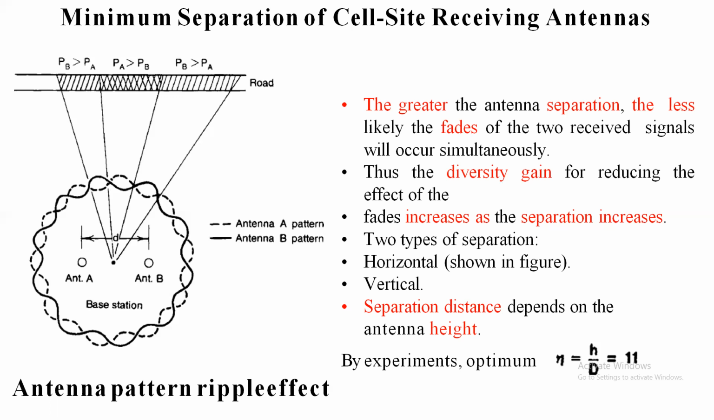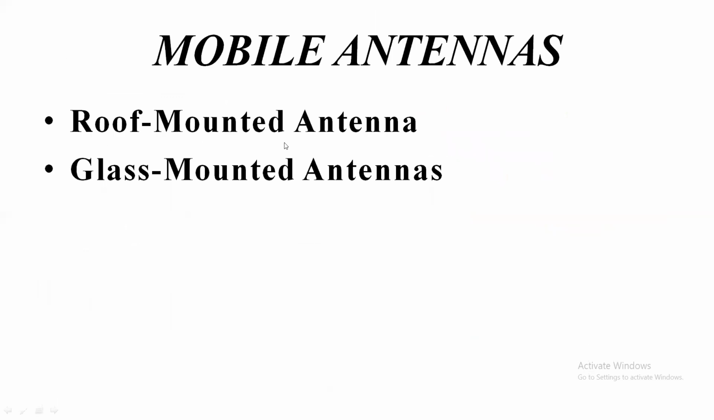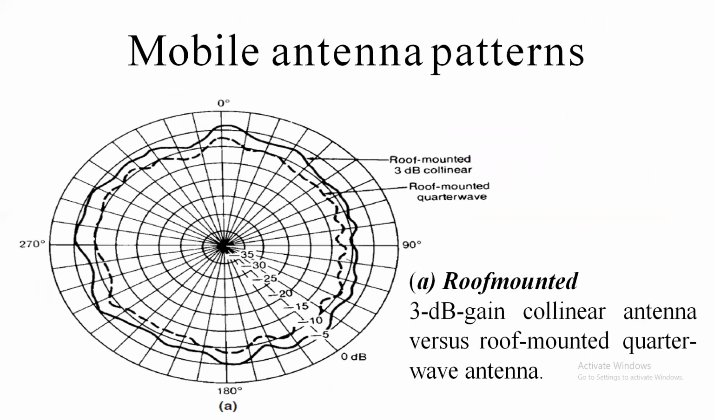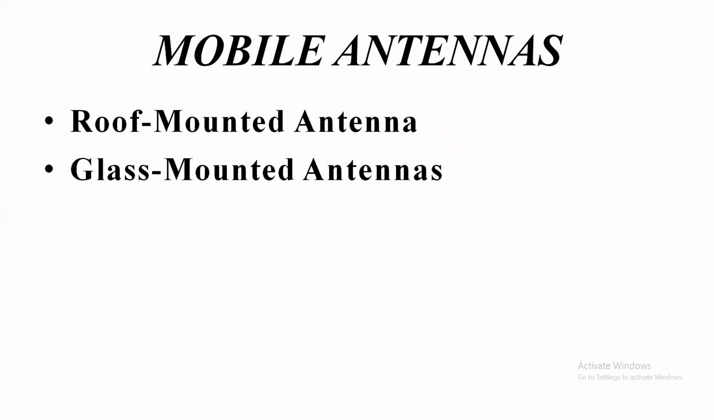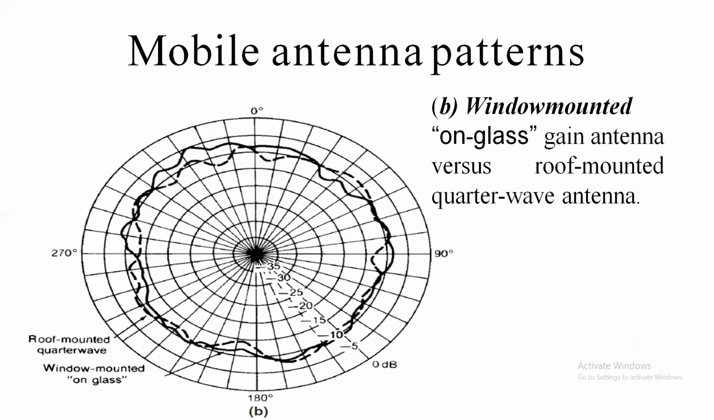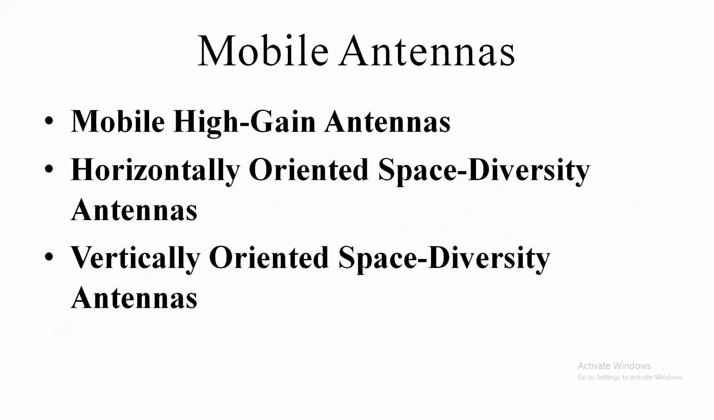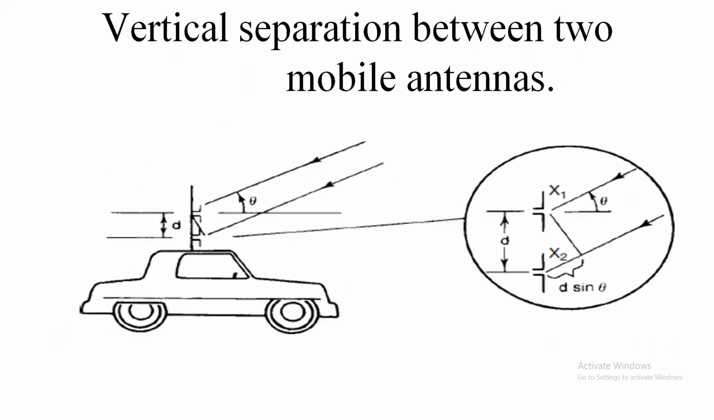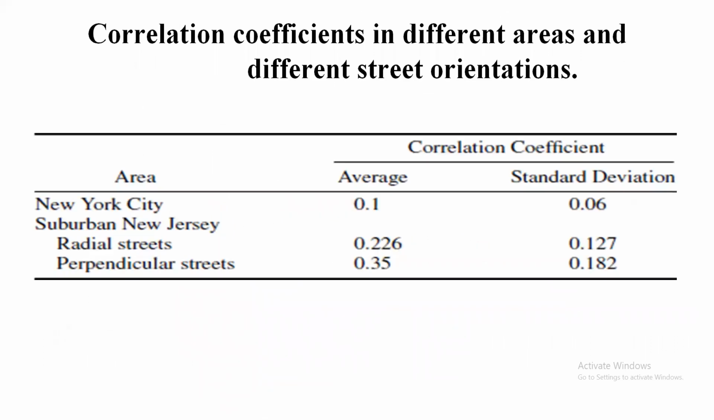Okay, these are regarding unique situations in the cell site antenna. Coming to mobile antennas, there are different types of mobile antennas, out of which some of them are roof mounted antennas and glass mounted antennas, and also mobile high gain antennas and horizontally oriented space diversity antennas. Vertically oriented space diversity antennas are some of the mobile antennas, right?